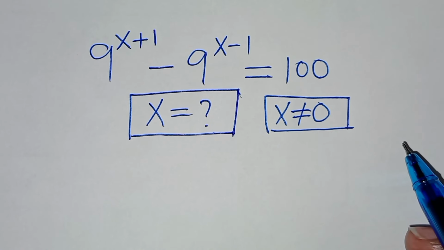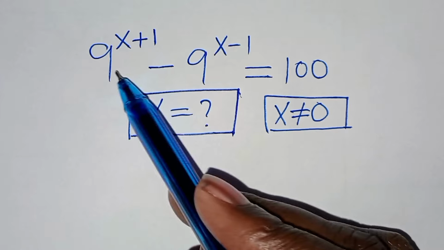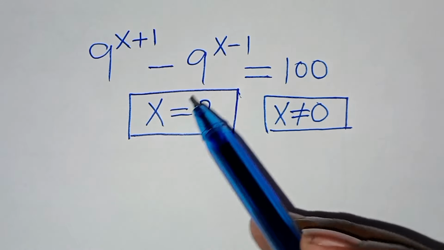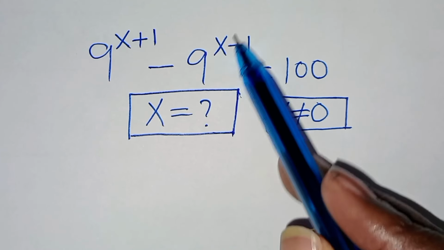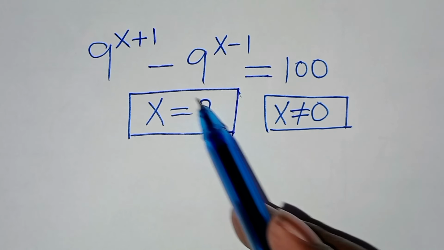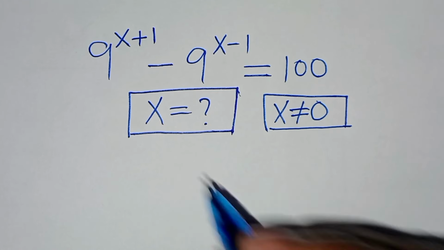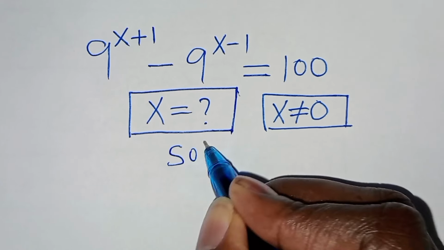Hello everyone, you're welcome to solve this nice exponential equation, which is 9 to the power of x plus 1 minus 9 to the power of x minus 1. This is equal to 100. What is the value of x? And given that x is not equal to 0. So let's present a solution from here.